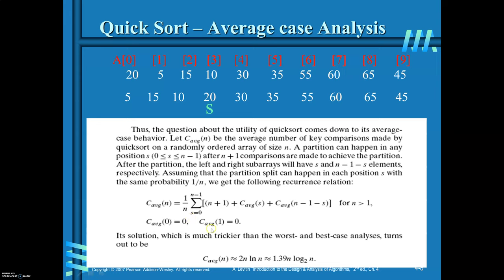split positions. So, in the average case, the number of comparisons is equal to 1 by n summation S equal to 0 to n minus 1, because the split can happen anywhere in the array from 0 to n minus 1 with equal probability 1 by n. The number of comparisons required to find the partitioning position is n plus 1. With that, you'll be getting two subarrays. Once you find the partitioning position S, you'll be getting two subarrays. The first subarray containing S elements and the second subarray contains n minus 1 minus S elements.